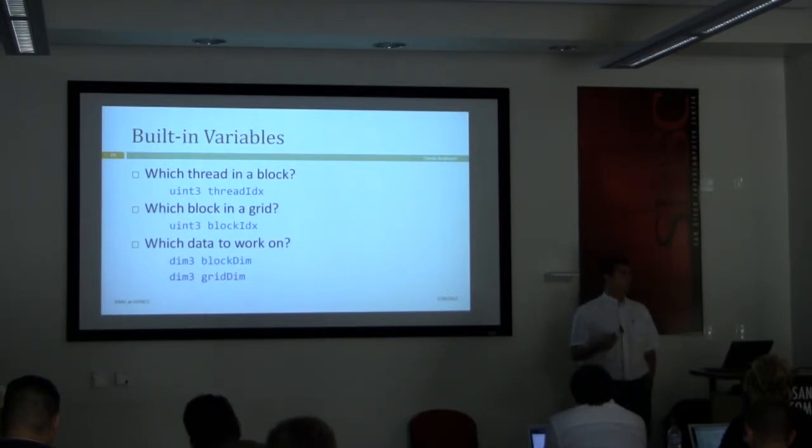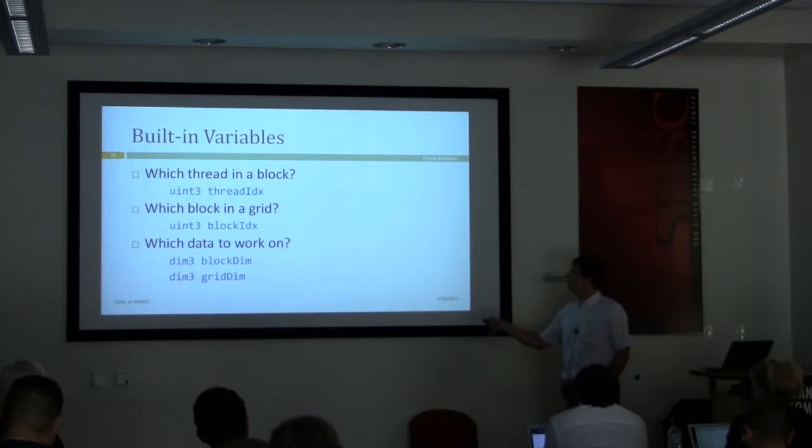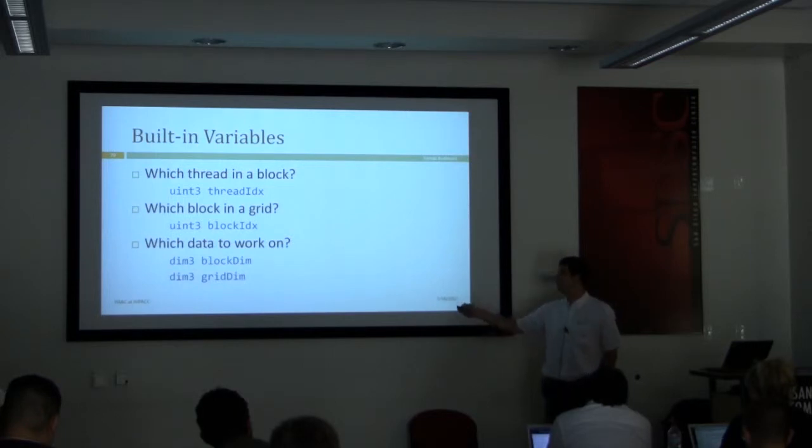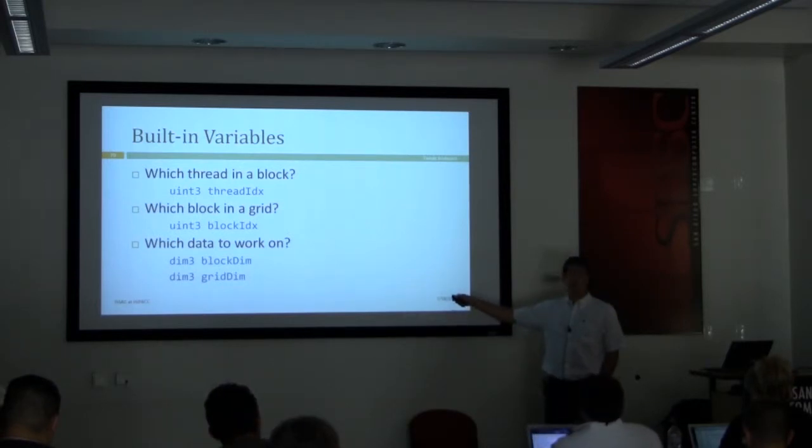This is what you use in your kernel to figure out who you are. Like we said, the threads are the basic operations that are listed for each piece of data that you can run. Those are identified by this variable called threadIdx. This is always available in your kernel. You don't have to declare it.